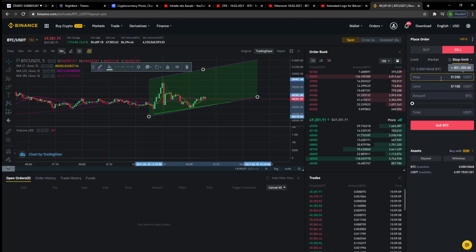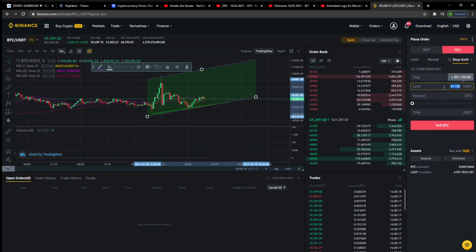As you can see, my stop is 51,200, and my limit is 51,100. If Bitcoin reaches this limit, the 51.2, it will automatically sell at this price, 51.1. So that's the important thing.